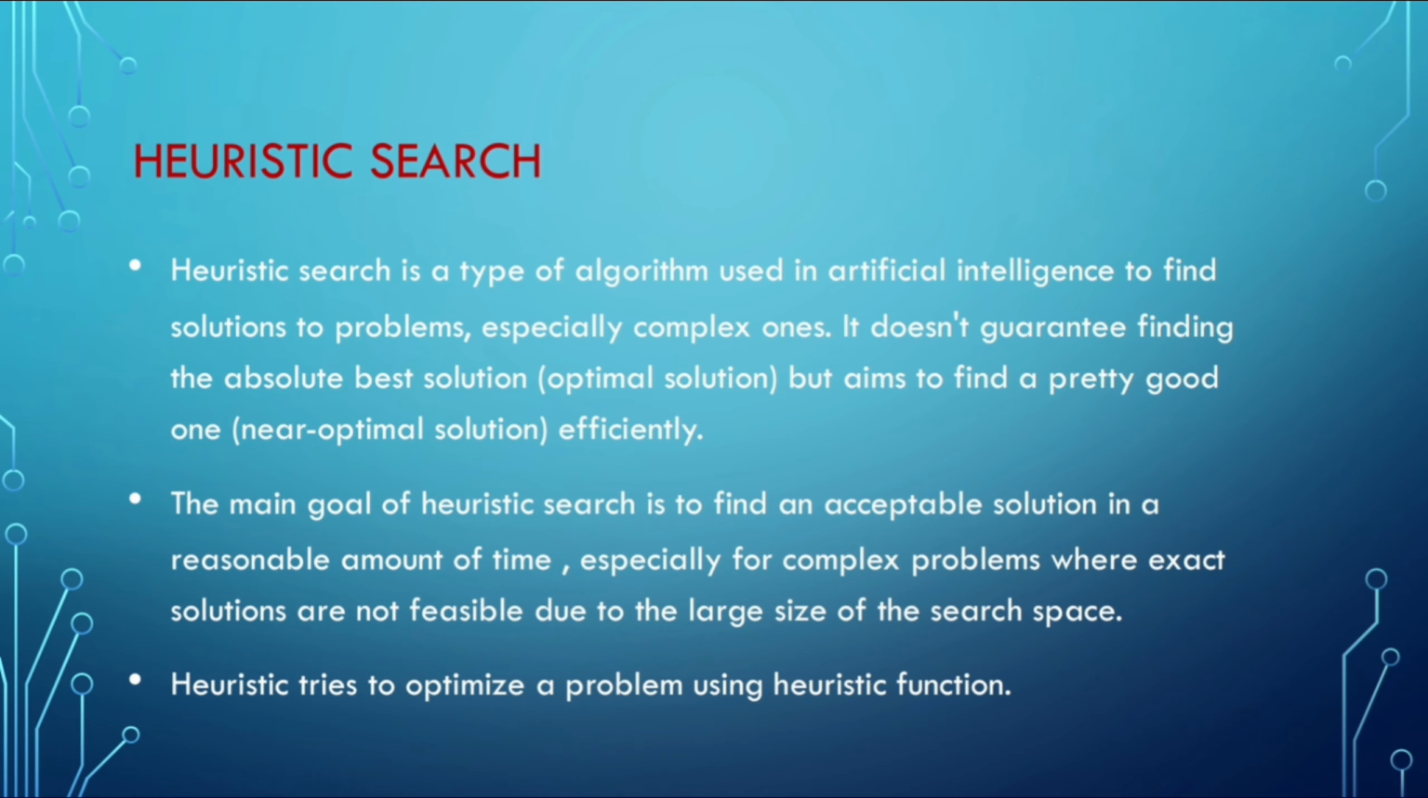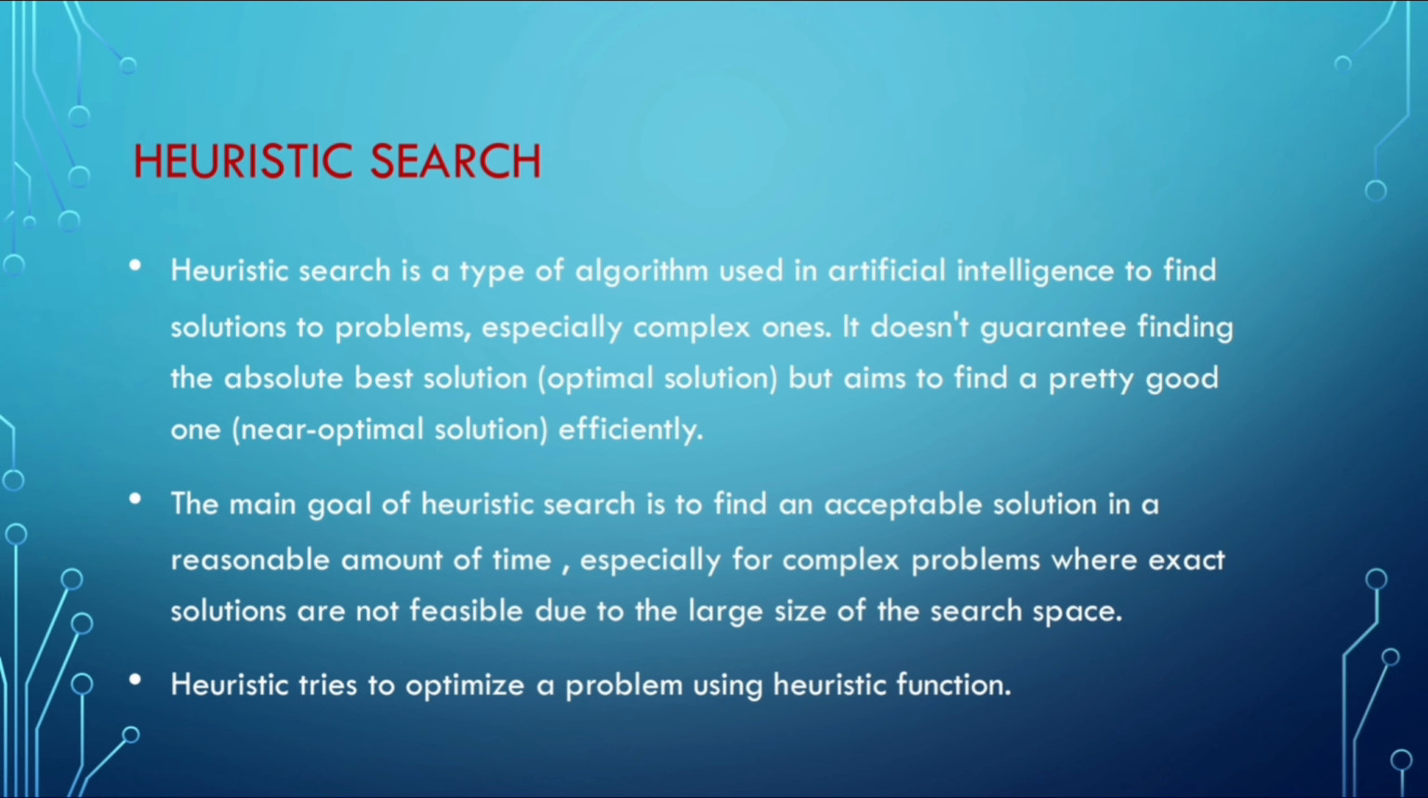Heuristic search is a type of algorithm used in artificial intelligence to find solutions to problems, especially complex ones. It doesn't guarantee finding the absolute best solution, but aims to find a pretty good one efficiently. The main goal of heuristic search is to find acceptable solutions in a reasonable amount of time, especially for complex problems where exact solutions are not feasible due to the large size of the search space.